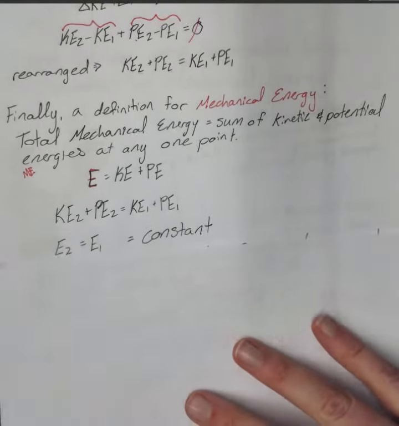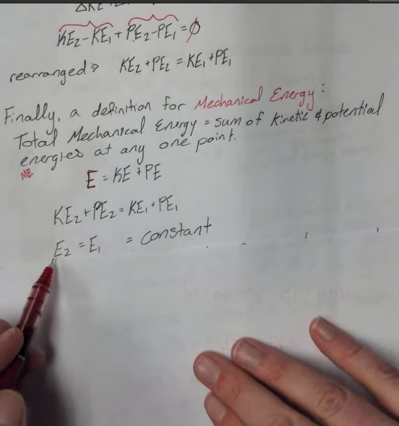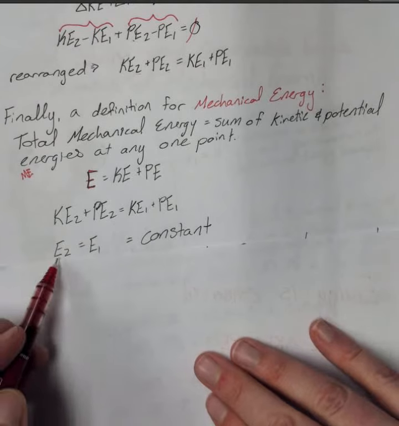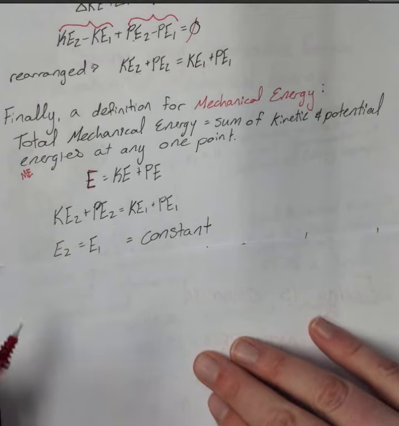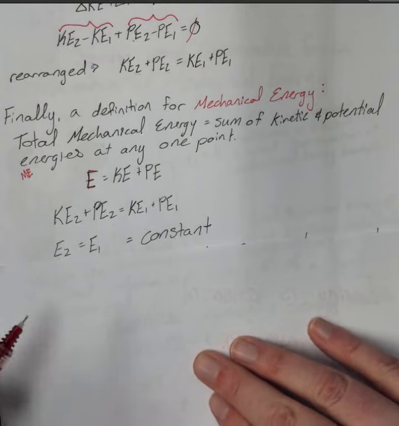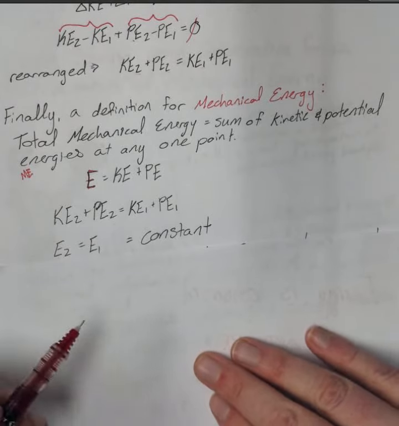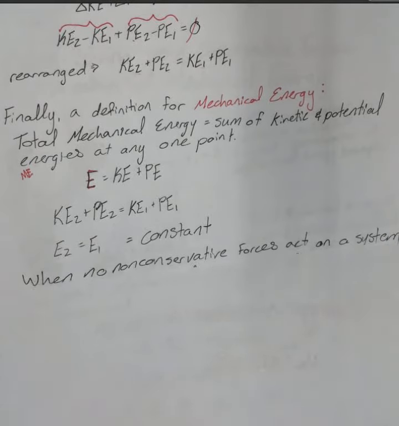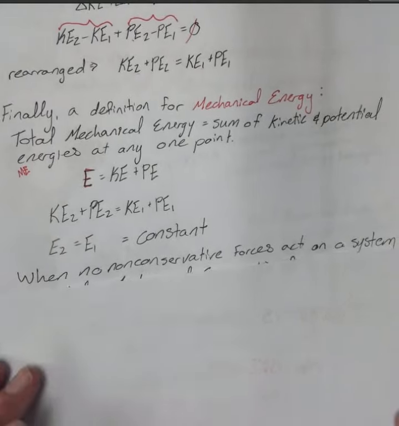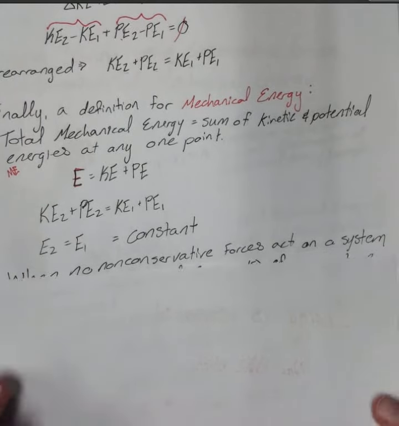So what we're saying is that the mechanical energy of a system at one instant will always equal the mechanical energy at any other instant that we analyze. This value is constant. When you add all the pieces up, you'll get the same number every single time. And this is an incredibly powerful tool to have. Remember that this is true when no non-conservative forces act on a system.